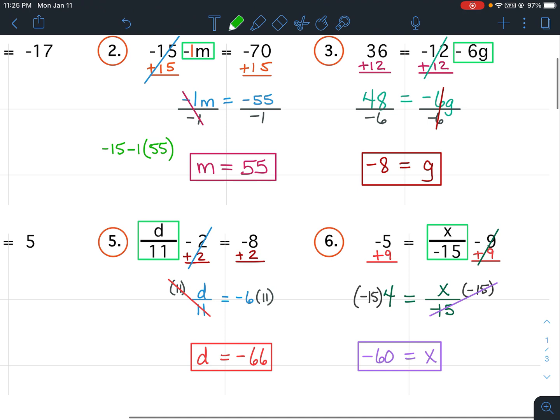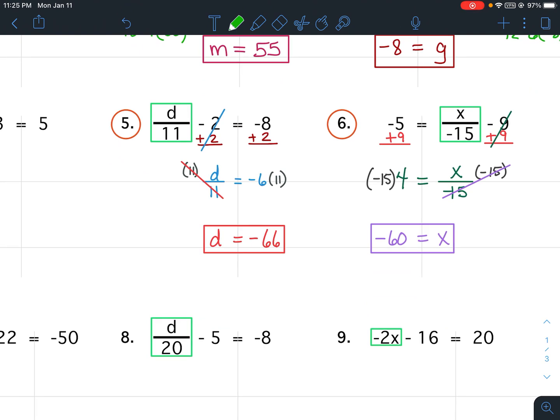For number 3, to check my answer, I'm using this right here. So I would put in -12 minus 6 times my answer of -8. And when I'm done, I should get this number 36. So on your own, you're going to check these in your calculator.